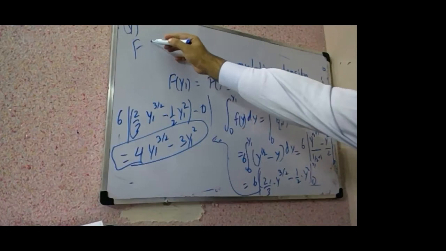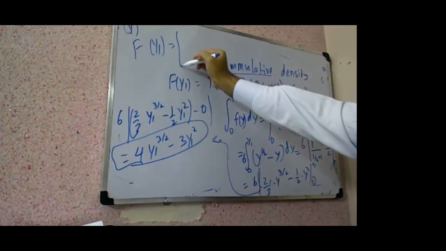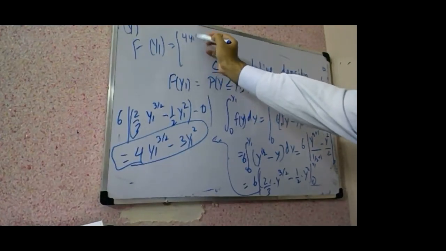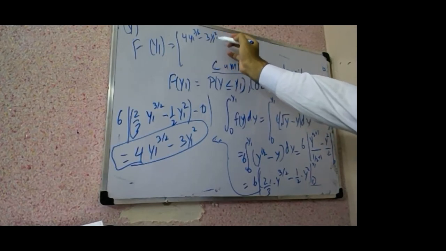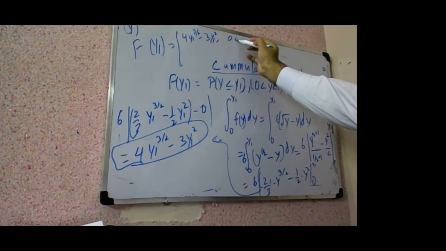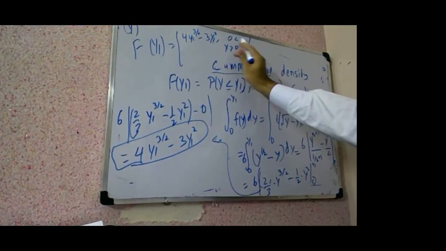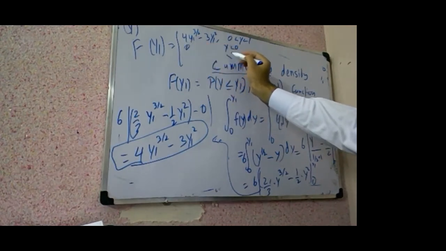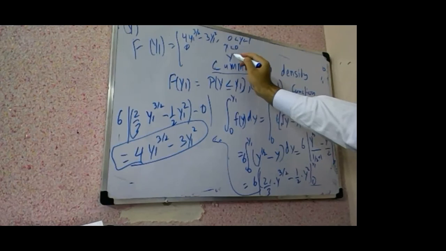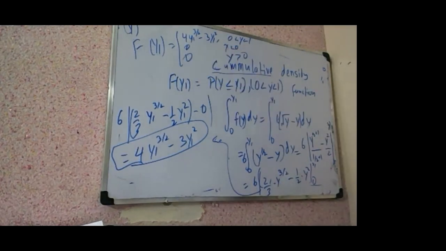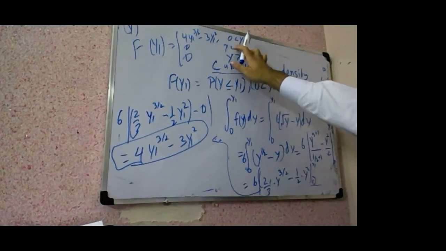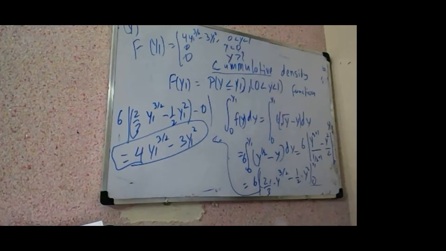So we can say the function of y1, that's the cumulative density function, is 4 y1^(3/2) minus 3 y1 squared. I get this if the probability lies in the range of y1 between 0 and 1. If y is less than 0, this will give me 0. If it's greater than 1, it's also 0. Sorry, it's 1. So the probability must lie between 0 and 1. If it's less than 0, it's 0. If it's greater than 1, it's 1. So this is my cumulative. That's how you can find any cumulative density function if your probability density function is given.